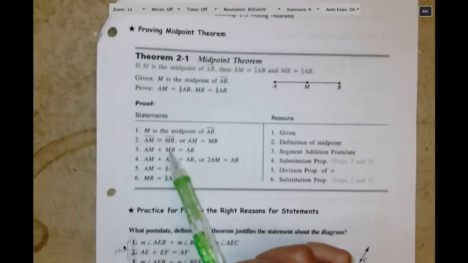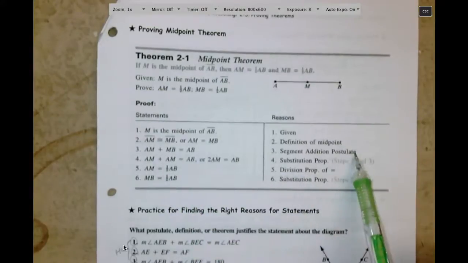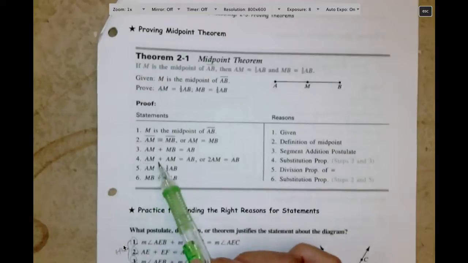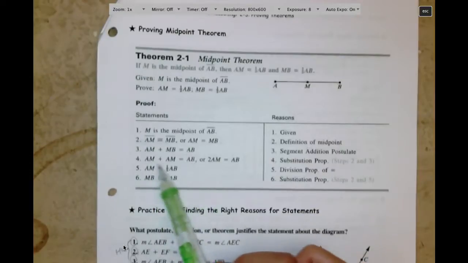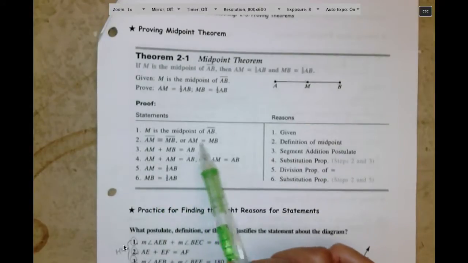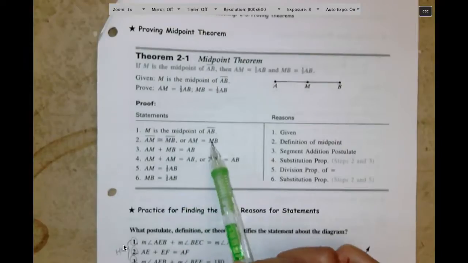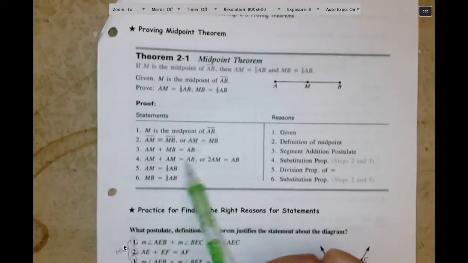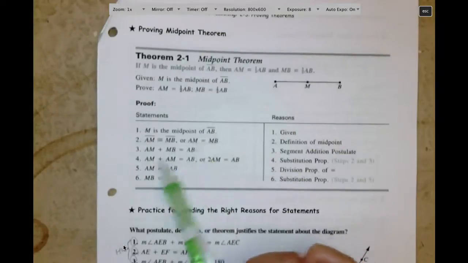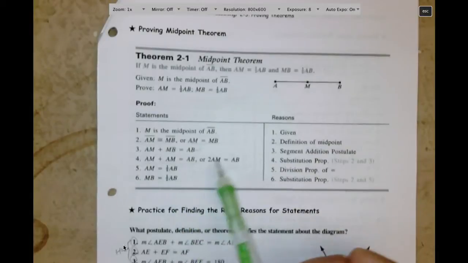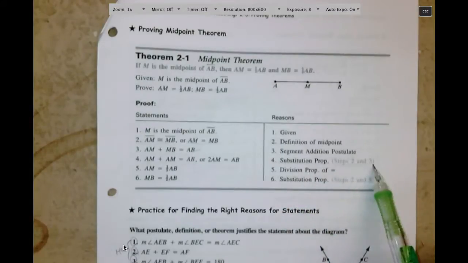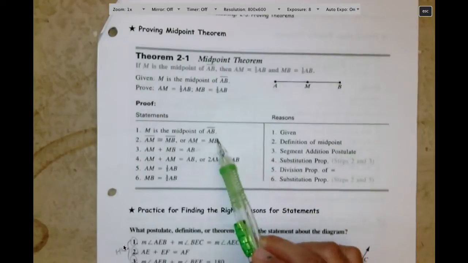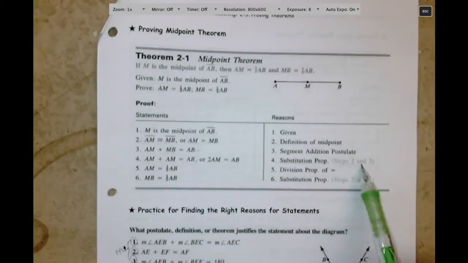Okay, AM plus MB equals AB, that's segment addition postulate, and AM plus AM equals AB. And what's happening here is that since AM is MB, you are substituting this into this equation to get this, right? Because MB equals AM, so AM plus AM. And then you can add these two to make it 2AM equals AB. So that's the substitution property. Whenever you have a substitution property, I want you to write out which steps you're substituting into which one. So in this case, step 2 is substituted into step 3, steps 2 and 3.